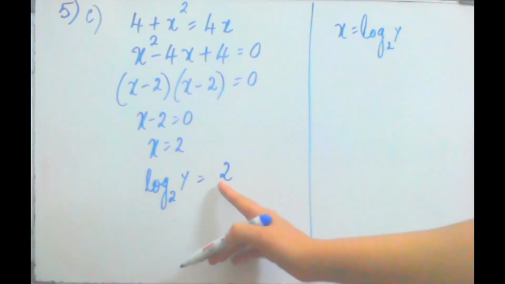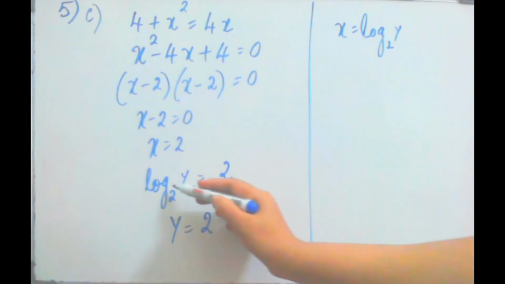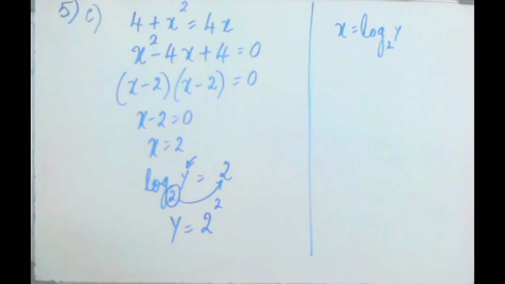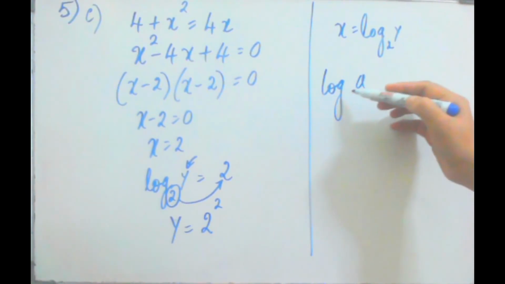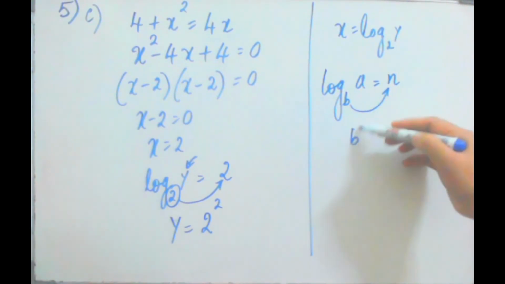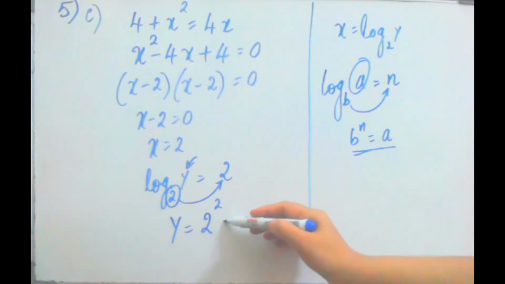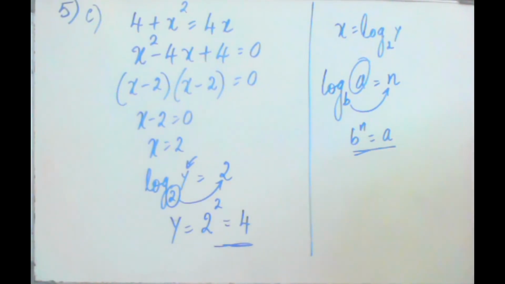From here it follows that y is equal to 2 power 2. The base raised to this power is equal to this number here. You need to remember the basic definition of logs, that is, if log a to the base b is n, then b power n is equal to a. Going by that, y is 2 power 2, which is 4. So we solved the equation and found the value of y to be 4. This is the answer for 5C.